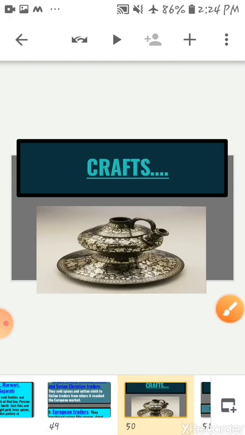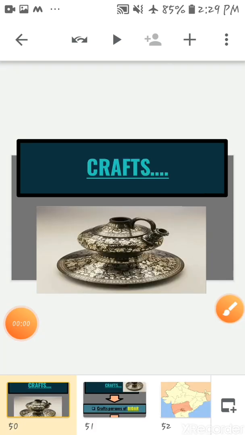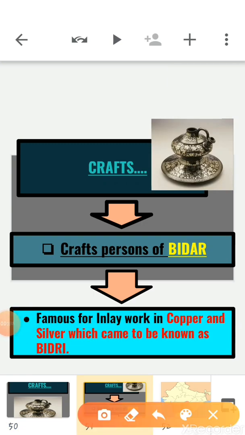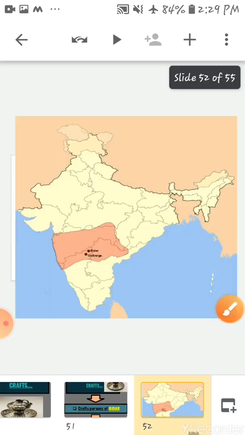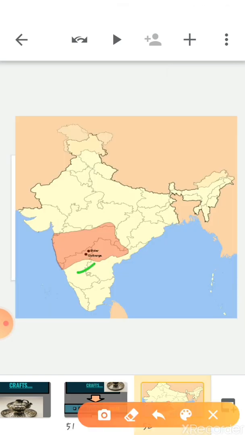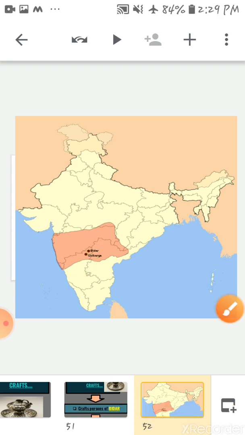Now, the next one is crafts in towns. Various crafts were also famous in the towns during the medieval period, right? First of all, the craftspersons of Bidar were very famous during that time. Now, where is Bidar located? As shown in this map, Bidar is located in Karnataka, right?